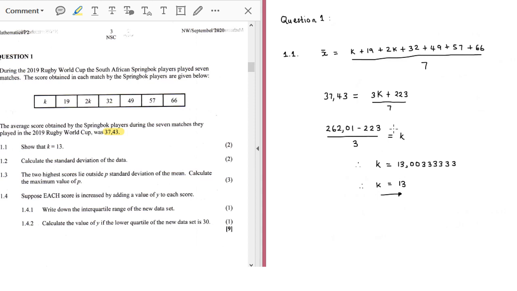Okay, so if you solve this on your calculator, you get that K is equal to 13.00333333 recurring, right? And remember that the instruction is always to round off to 2 decimal places, so this basically becomes 13.00, which then shows that K, in my opinion, is approximately equal to 13, but nevertheless, we've now shown that K is equal to 13.